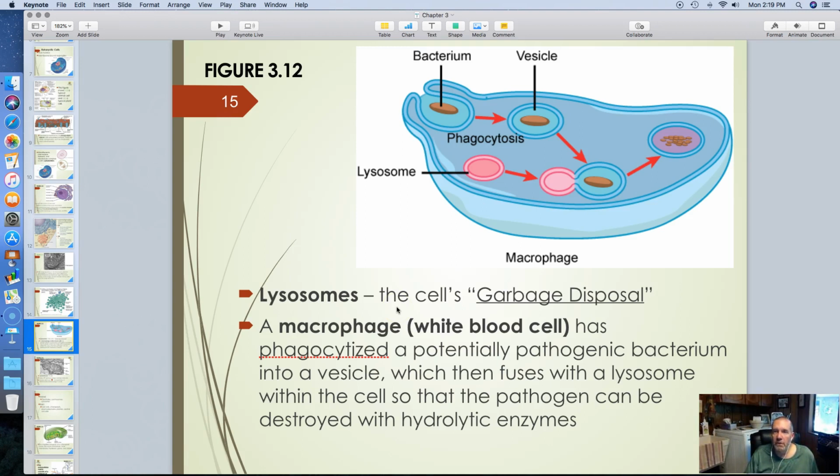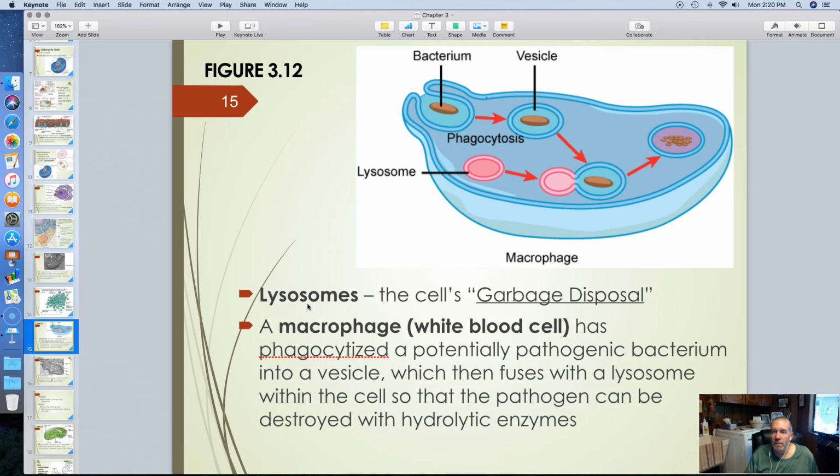The nucleus is the brain. It's where our DNA is held. The rough and smooth ER are our factories, protein, phospholipid factories for the rough ER, carbs, lipids, etc. for the smooth ER. The Golgi is kind of the distribution center. And so lysosomes are the garbage disposal.